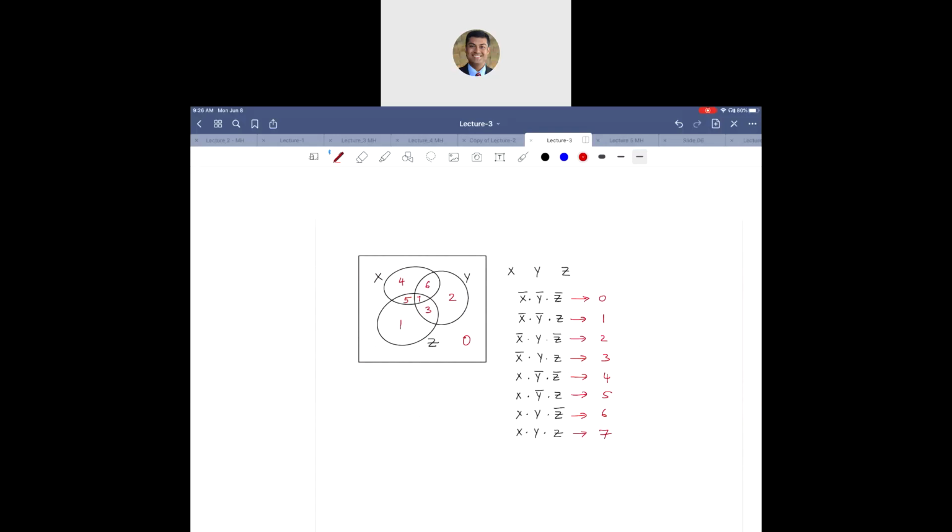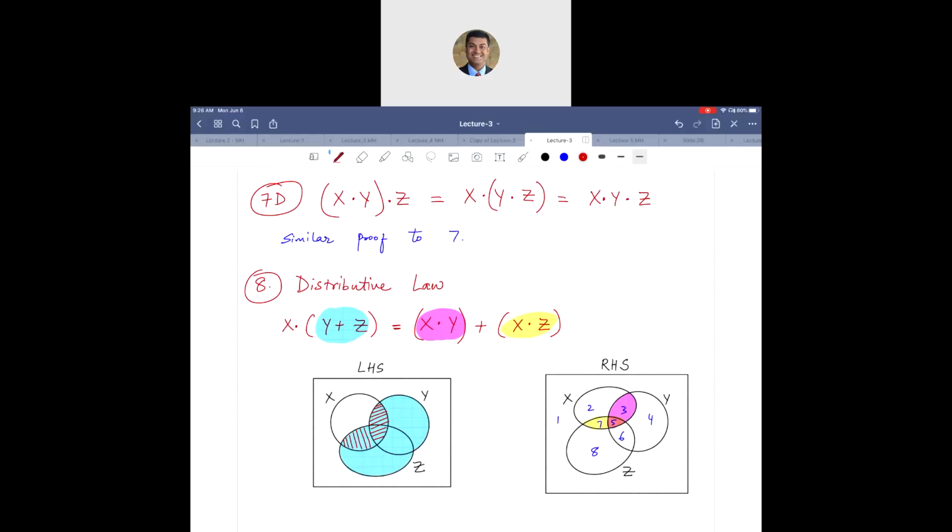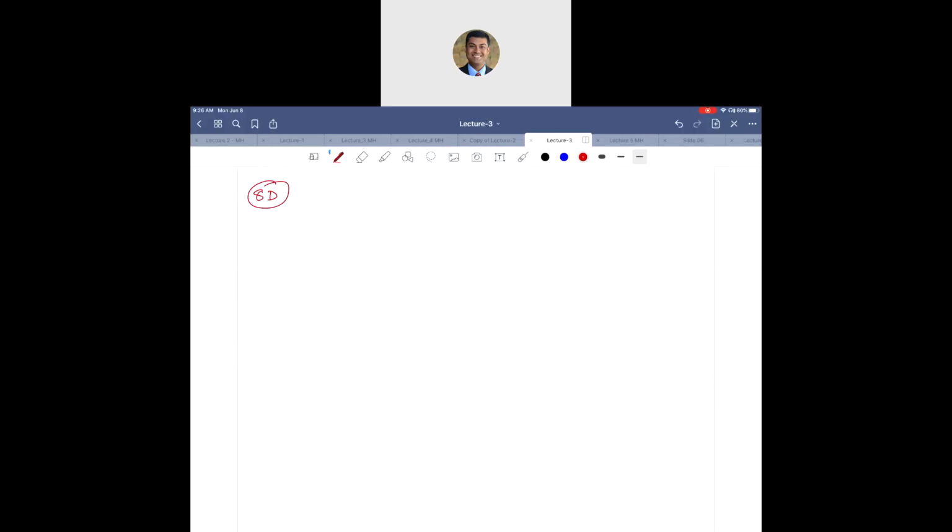All right, let's keep going. We talked about 8. We talked about labeling the pieces. Let us keep moving here. Add another page. 8D: X or (Y and Z) is (X or Y) and (X or Z). Again, I will just leave the property over here. Let's prove this using other Boolean algebra properties.